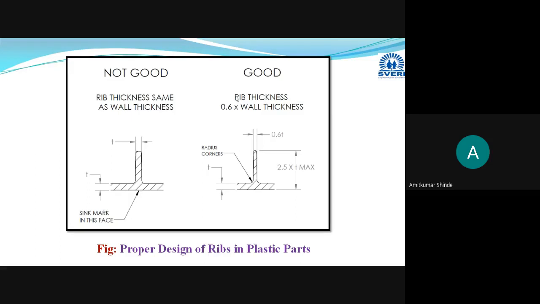It should be 50 to 70% of the wall thickness. For example, here I have taken this rib thickness as 0.6 times the wall thickness. This is the wall thickness t, and the rib thickness we have taken here is 0.6 times t. Generally we take 50% to 70% of the wall thickness as the rib thickness to avoid sink marks. It is very helpful to avoid the sink mark.